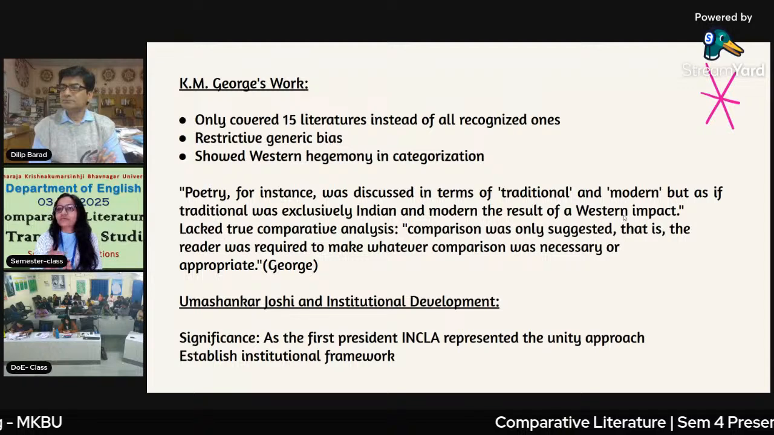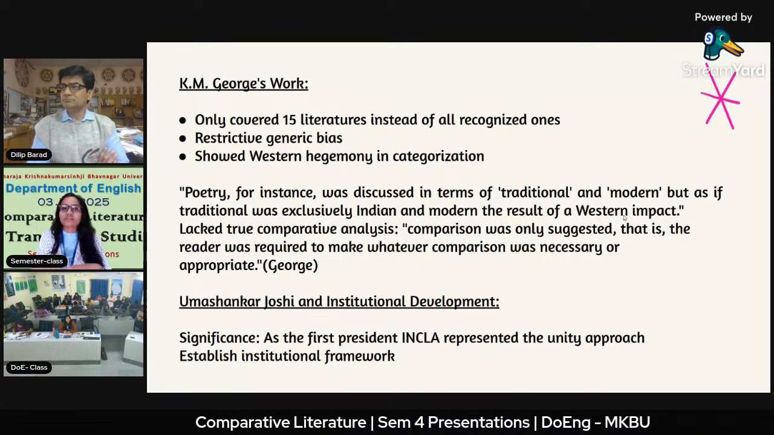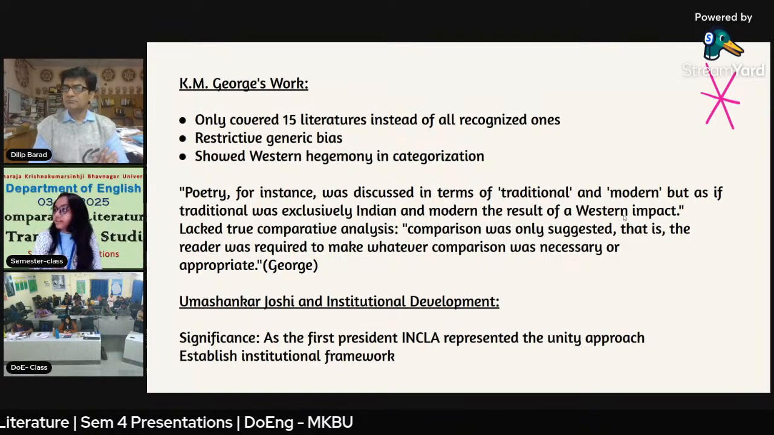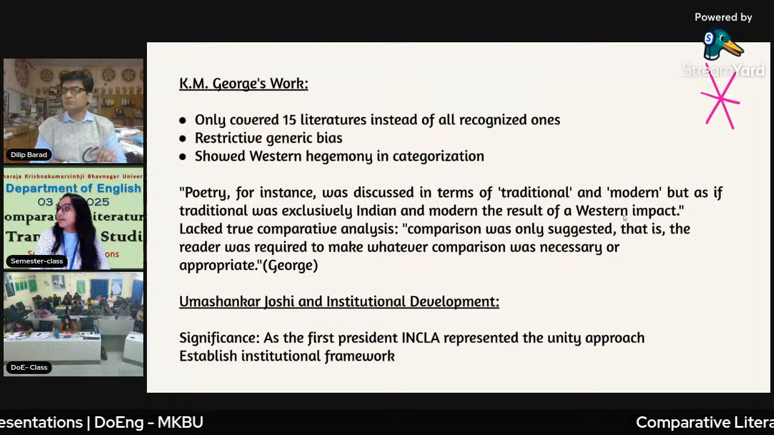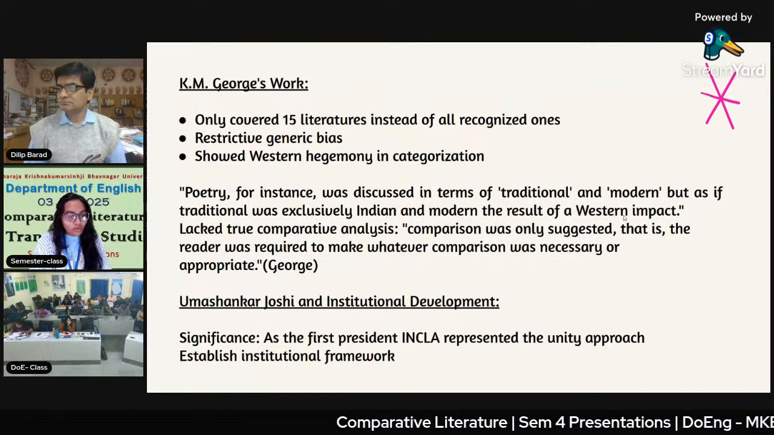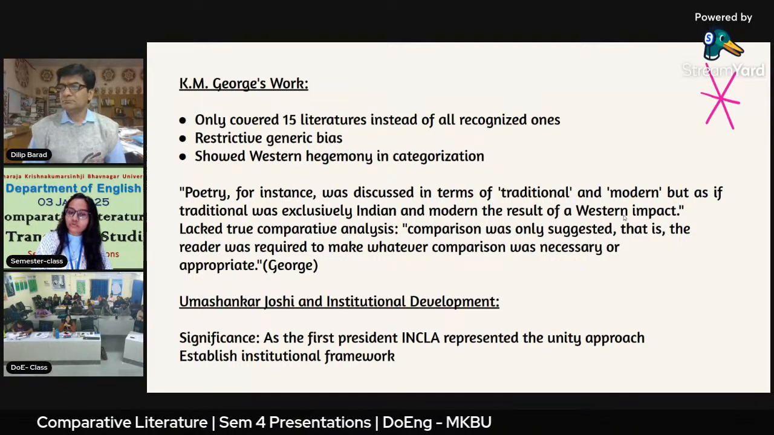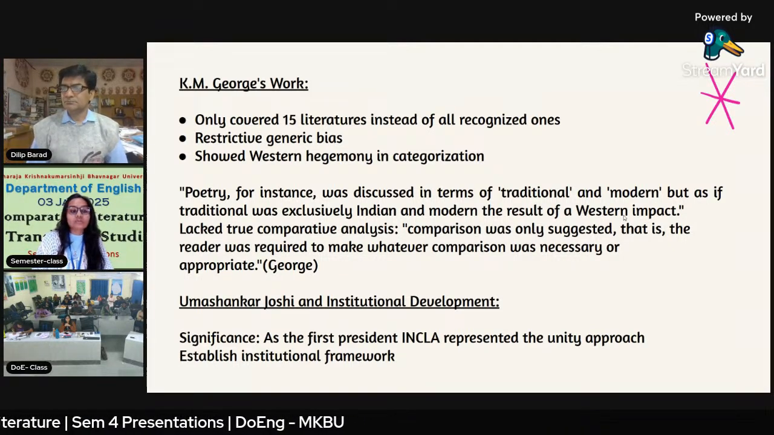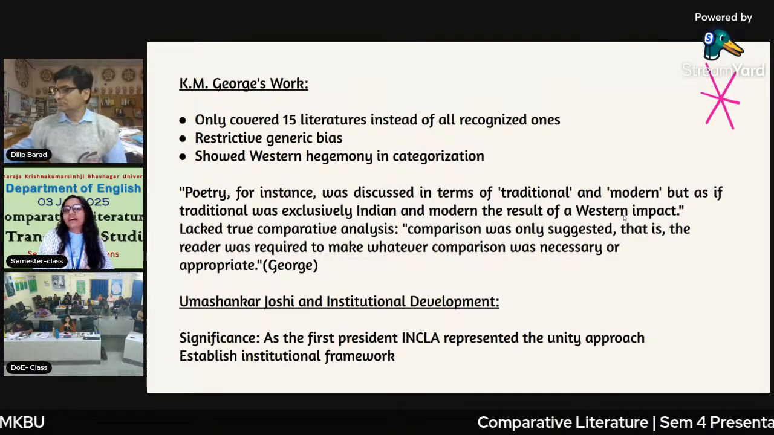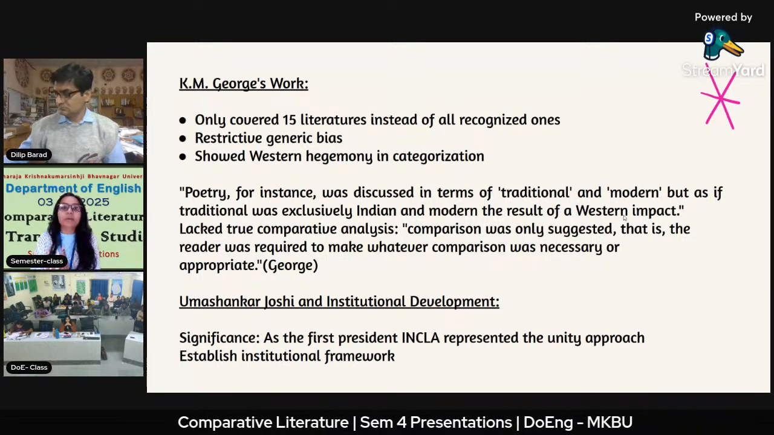And that is what another translation studies scholar, E.V. Ramakrishnan, argues, that Indian comparative literature has its own modernity, its own kind of socio-political condition which helped to develop Indian literatures. It also lacks a true comparative analysis. I quote, "Comparison was only suggested, that is, the reader was required to make whatever comparison was necessary or appropriate," unquote. So this is taken as an imitation of the Western methodology of doing a comparative analysis.